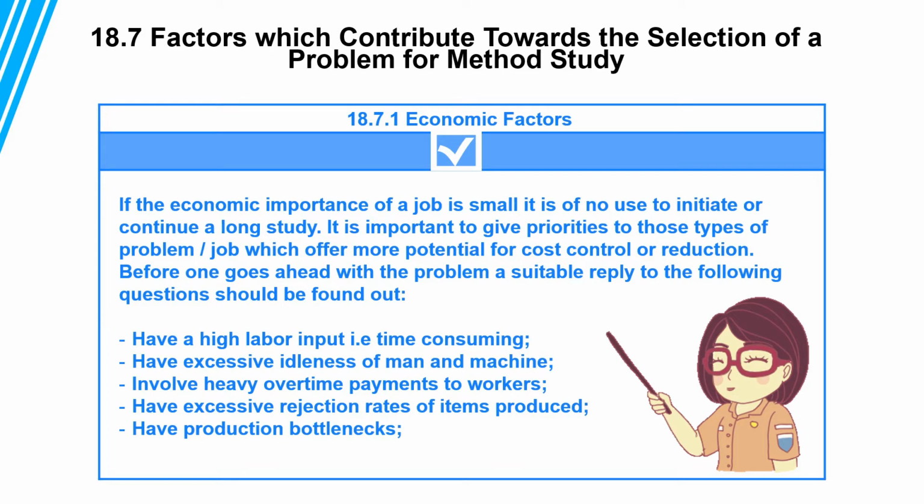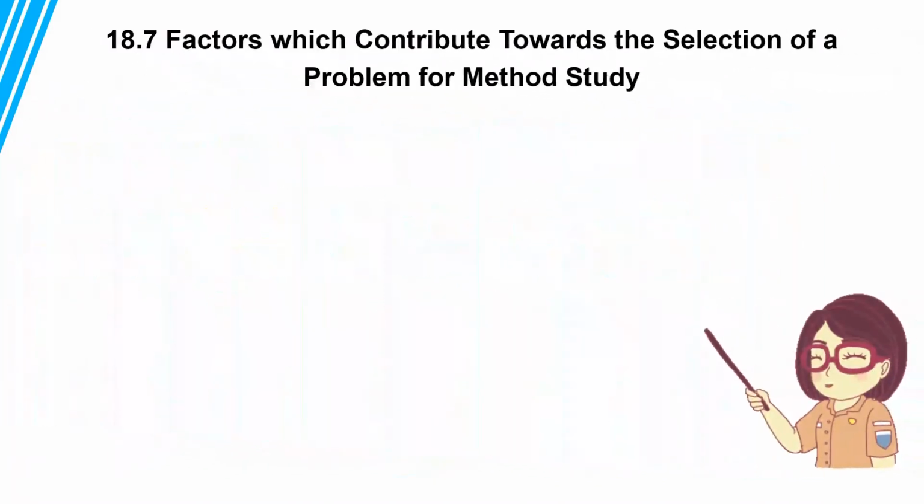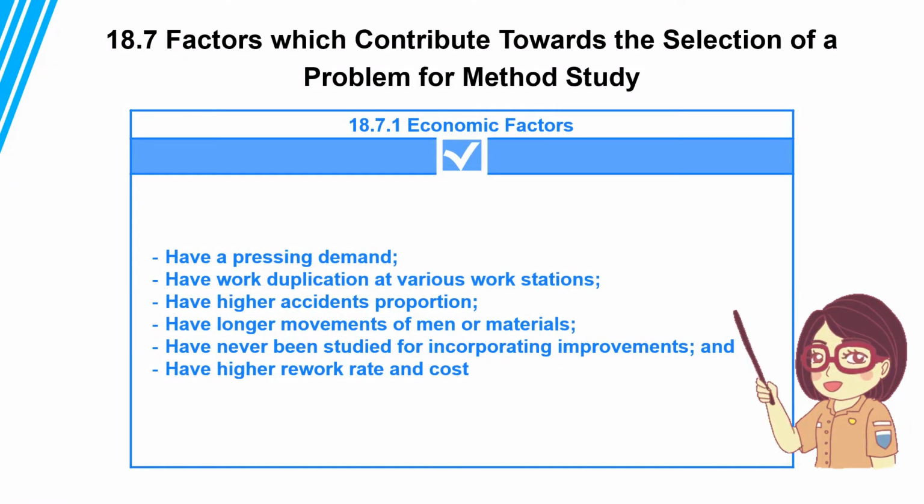Does the job have a high labor input? Have excessive idleness of man and machine? Involve heavy overtime payments to workers? Have excessive rejection rates of items produced? Have a pressing demand? Have work duplication at various workstations? Have a higher accident proportion? Have longer movements of men or materials? Have it never been studied for incorporating improvements, and have a higher rework rate?